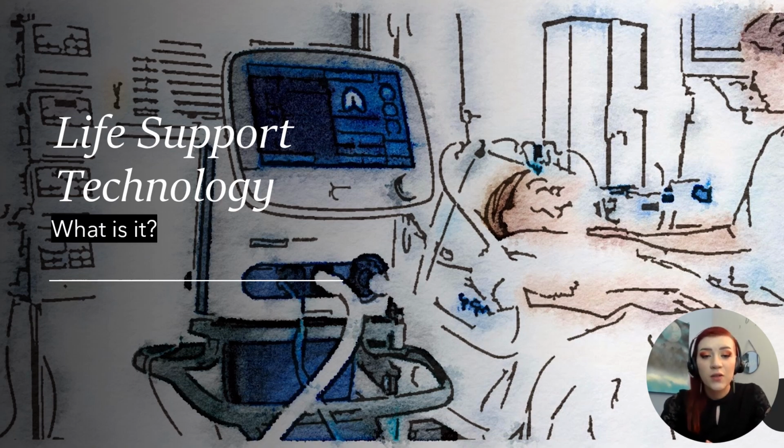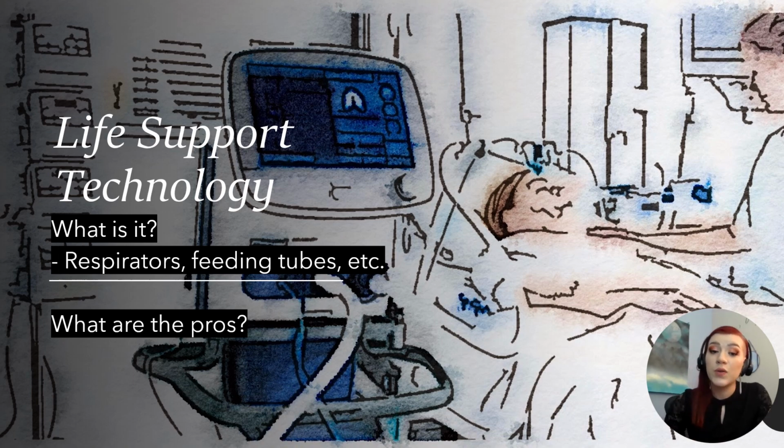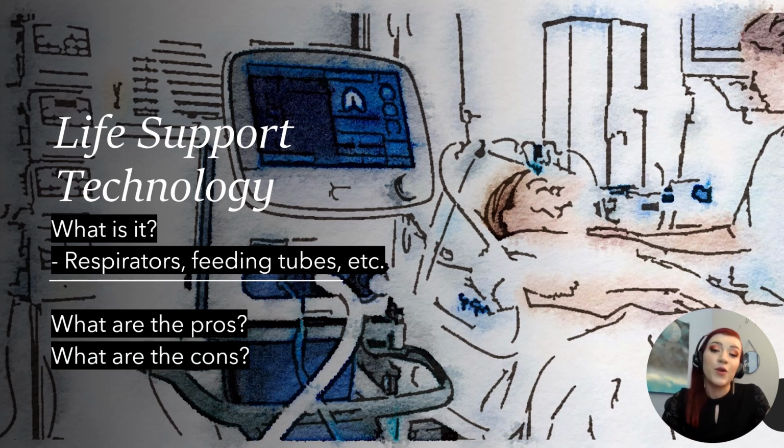So life support technology, what is it? This can include things like respirators and feeding tubes and other types of technology used to sustain a person's physical body when their body is not in a state to sustain itself. There are, of course, a lot of benefits to life support technology. There are also a lot of cons to this technology as well. This is one of our great examples of a medical technology that introduces a lot of dilemmas.